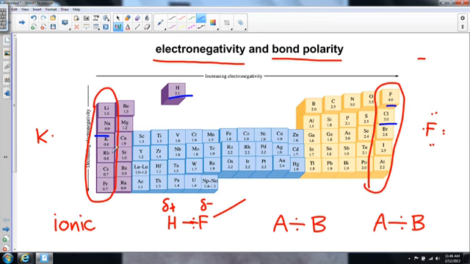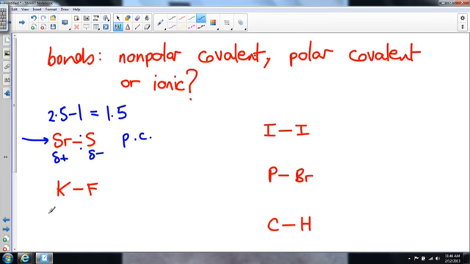Fluorine is 4.0. Potassium is 0.8. Oh, we did this one already. Okay, all right. So that difference is 4.0 minus 0.8, which is way higher than the 1.8 cutoff, meaning there's no actual sharing here. Fluorine's grabbed that electron from potassium and given us an ionic attraction. Okay, there's still a bond there. It's just an attraction between two charges. There's no sharing of electrons anymore.